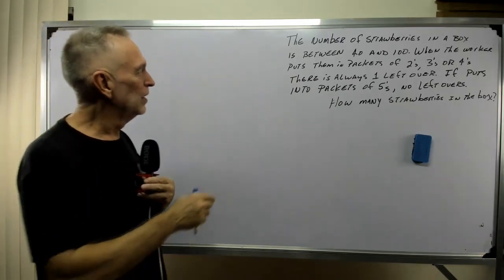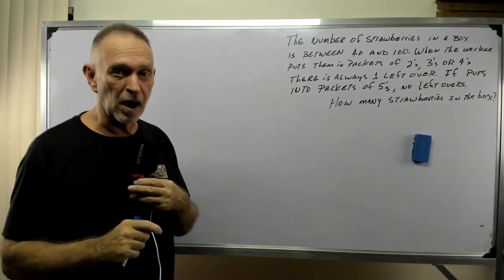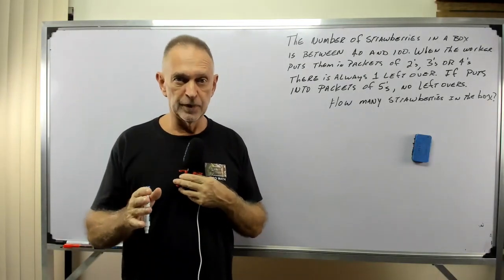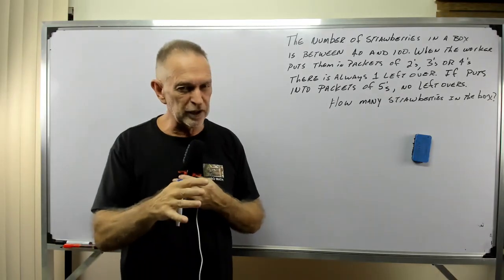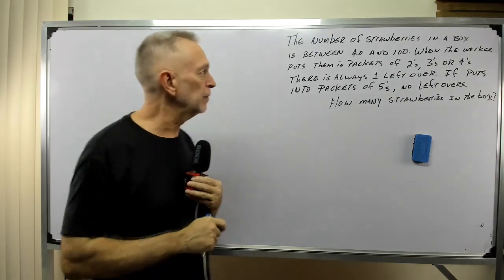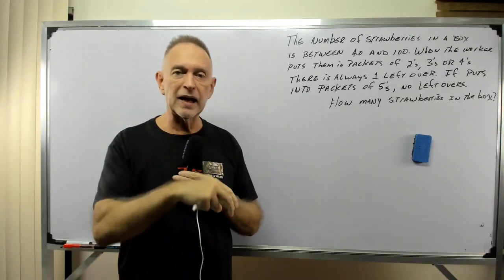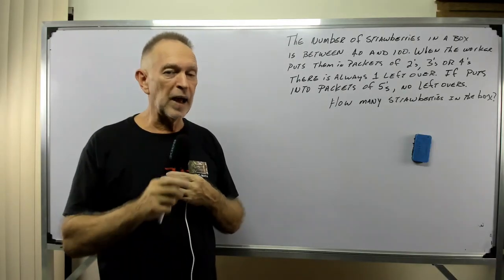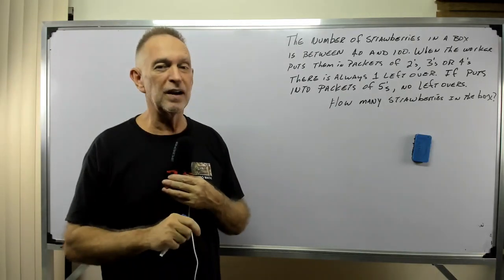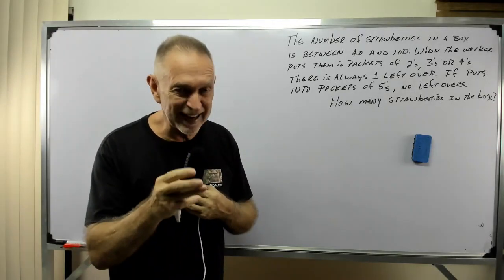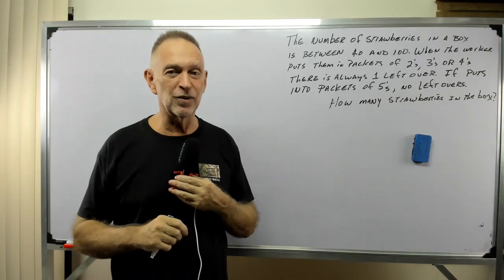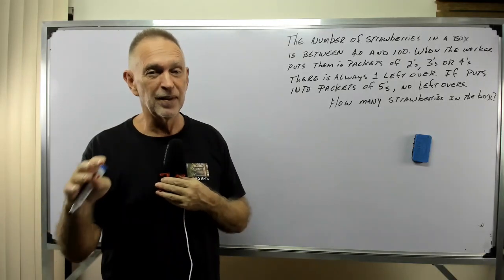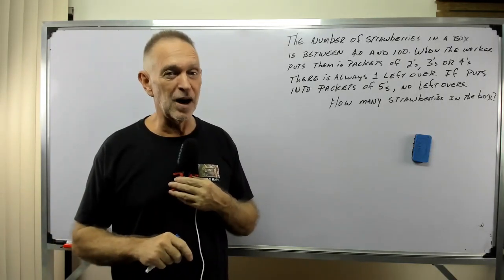So here we go. All right, they've got a number of strawberries in a box, and the number is somewhere between 40 and 100. So that's how many strawberries are in a box. We don't know exactly, but it's between 40 and 100. But when the worker puts them in packets of 2s, he has 1 left over. When he puts them in packets of 3s, he has 1 left over. When he puts them in packets of 4, he has 1 left over. Whoa. But when he puts them in packets of 5, he has none left over. How many strawberries are in the box?